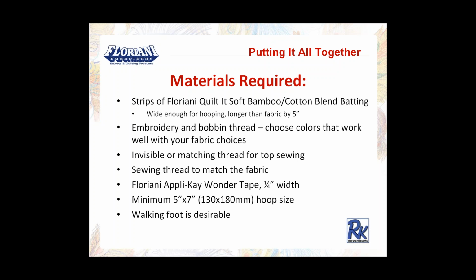You're going to need a minimum 5 by 7 inch or 130 by 180 millimeter hoop size. Again, as I mentioned earlier, if you have a hoop that's wide enough, at least 6 inches wide, so if you had a 6 by 7 or 7 by 7 or something like that, you can do 2 of the border strips side by side in a hooping instead of just doing 1. And we'll show you that in just a second. And you're going to want a walking foot if you have one for your sewing machine. That makes it a little bit easier to do your stitching in the ditch, which you'll see. If you don't have one, a normal foot will be okay.